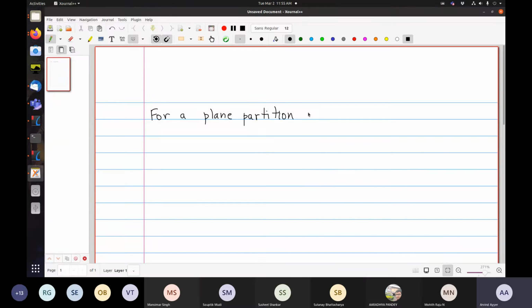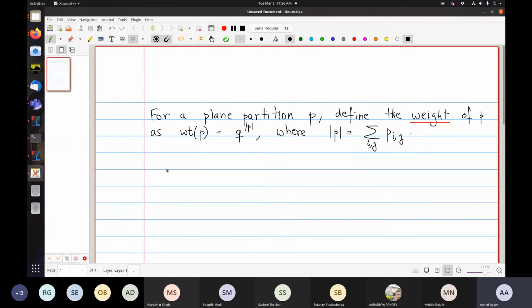Yes. Okay, so for a plane partition P, define the weight of P. This is completely analogous to the definition of weight for partitions. The weight of P is Q to the size of P, where the size of P is the sum over i, j of P_ij, so Q to the mod P.